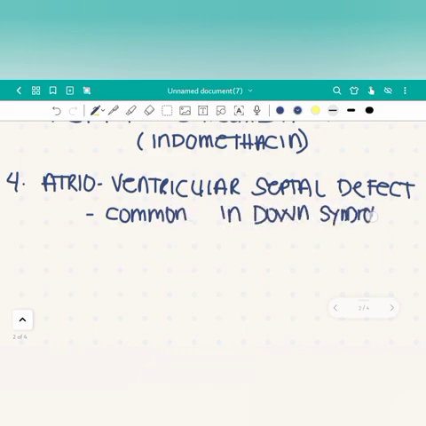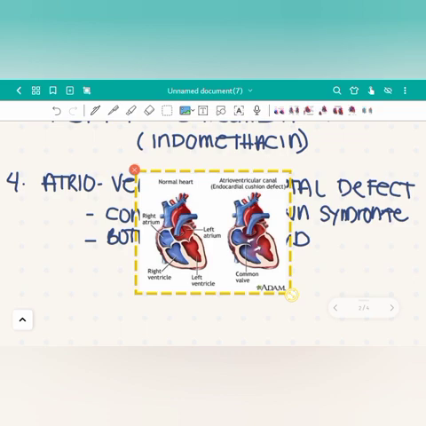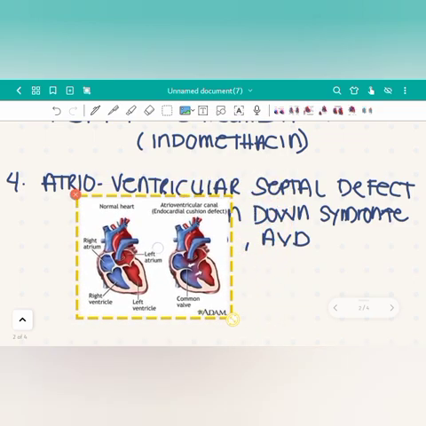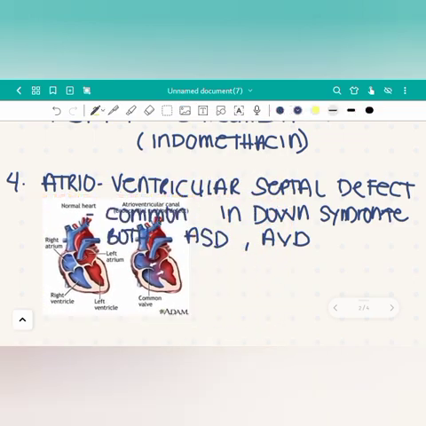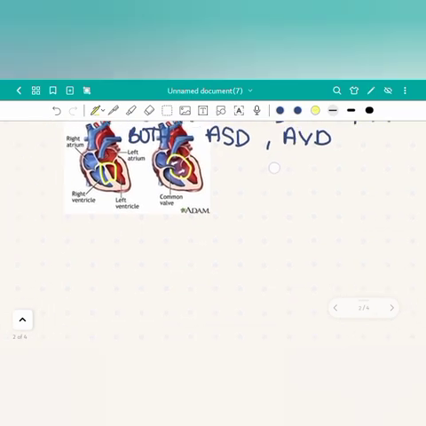So here, meron both atrial septal defect and ventricular septal defect. So, dalawa yung butas niya dun sa may atrium and dun sa may ventricles. So, ang nagiging symptoms dito is murmur, which is also expected tsaka normal.